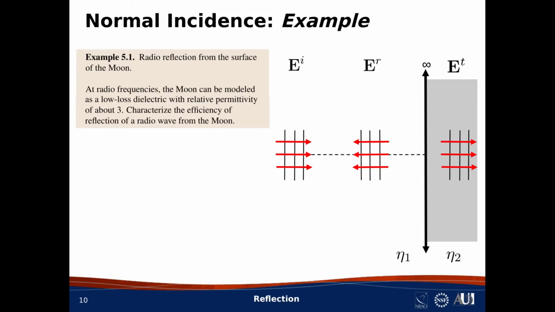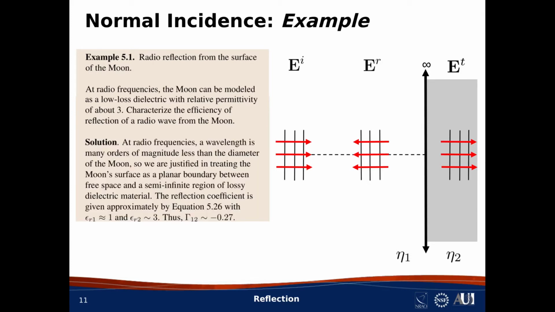Also, the surface of the moon appears to be locally planar to such a wave. Again, not perfect, but a serviceable assumption at radio frequencies. It turns out for these kinds of problems, the surface of the moon is pretty well modeled as a homogeneous, non-magnetic, non-conducting material with a relative permittivity of about 3. This is enough information to work out the reflection coefficient.